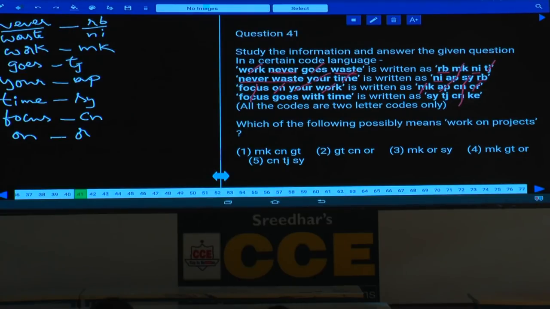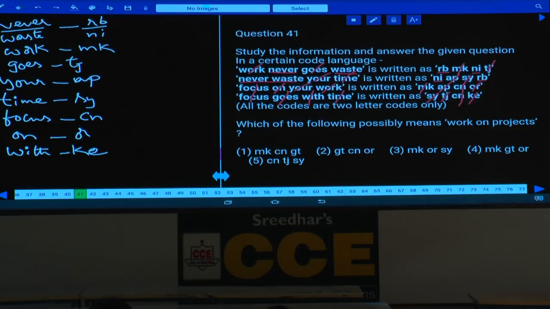And then in this one, goes with time. Now to the word time, what is the code here? SY. And goes and with. Now goes, what is the code here? TJ. Then what is left over here? With. And the code to the word with is KE. Now these are the words and their corresponding codes.